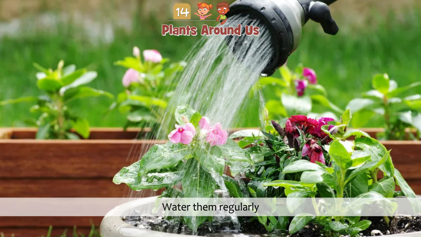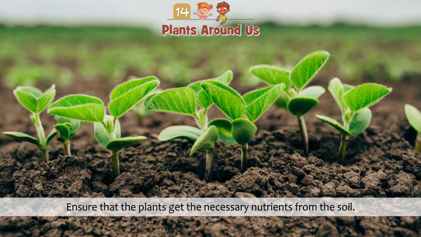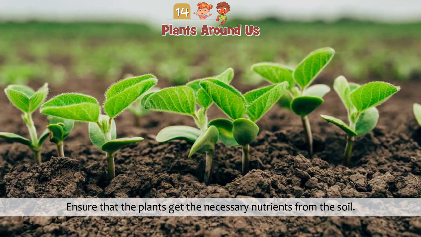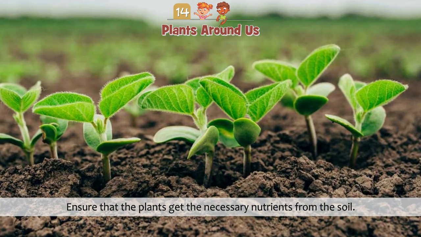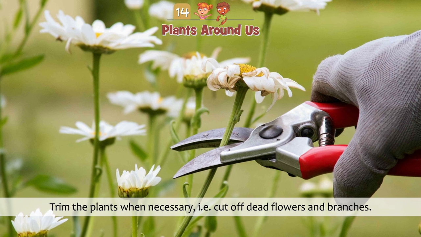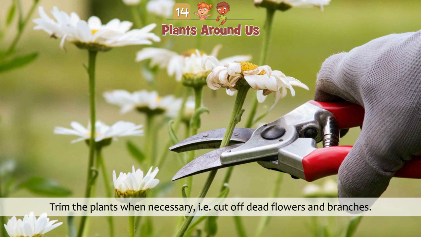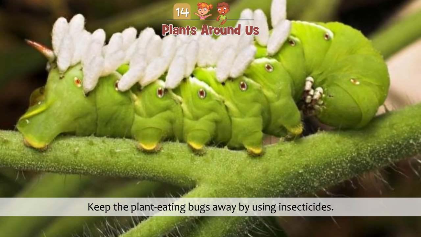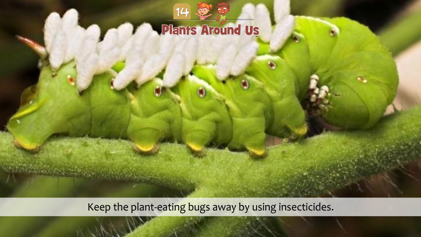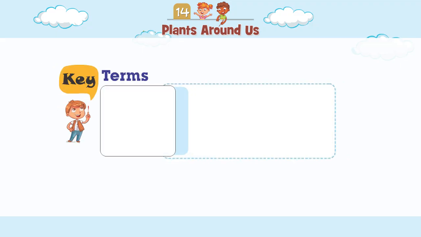Ensure enough sunlight. Water them regularly. Ensure that the plants get the necessary nutrients from the soil. Trim the plants when necessary, that is, cut off dead flowers and branches. Keep the plant-eating bugs away by using insecticides.